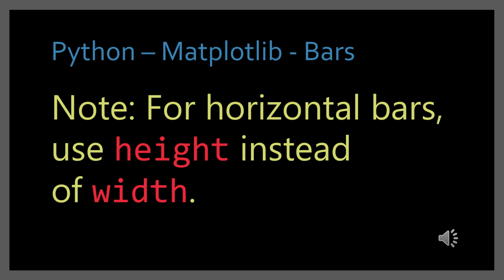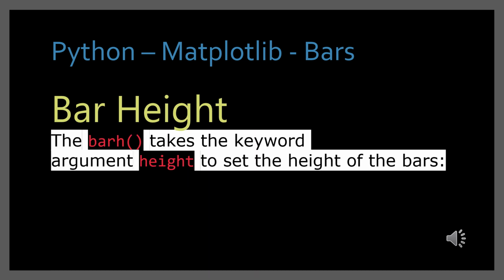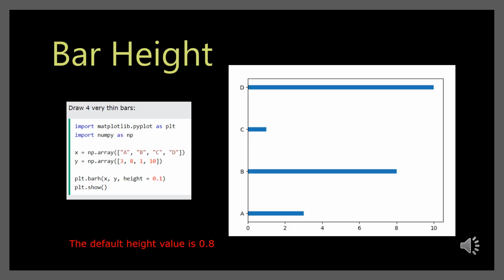For horizontal bars, you can use height instead of width. For that, we have the height argument. Here the default value is 0.8 for the height also, like width, and we have given 0.1, and you can see the horizontal bar graph is thin.